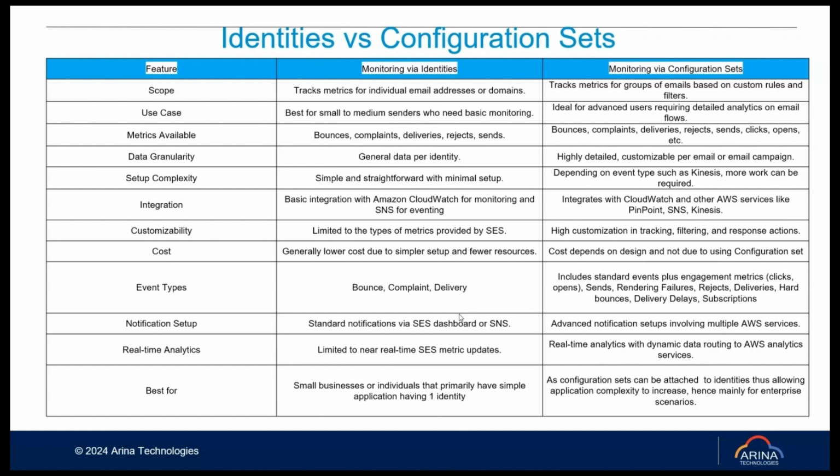What are the different event types we just saw? It's pretty much bounce, complaint, delivery. While for configuration sets, you have the standard events, which are those 3, plus clicks, opens, sends, rendering failures, rejects, deliveries. All these are the ones. I won't go into each and every one. I'll let you read through it. I'll let you play around with it. Notification setup: you have the standard notification via SNS, while with configuration sets, you have multiple other options that we have gone over.